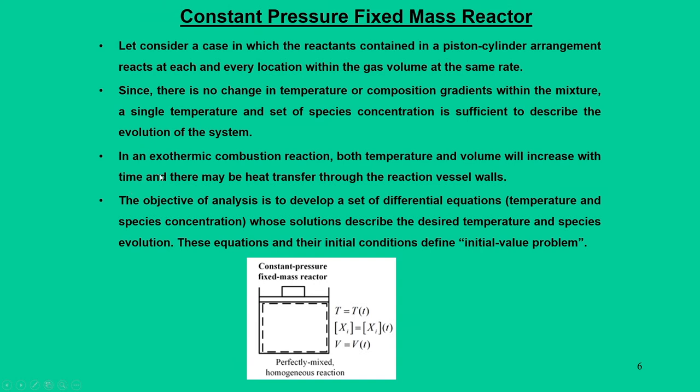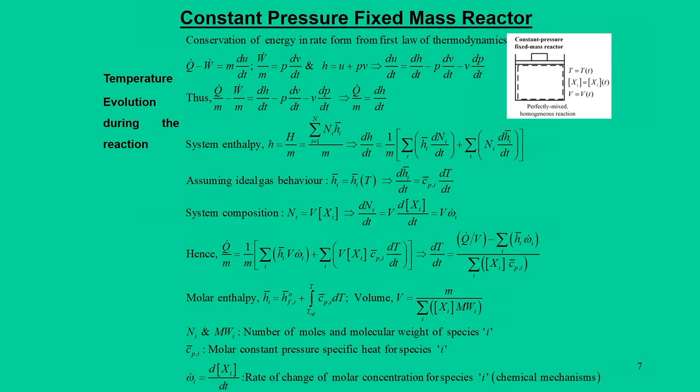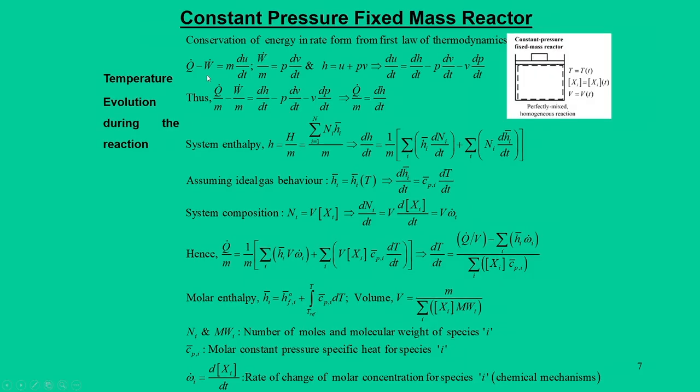Now, if the reaction is exothermic, then both temperature and volume will increase with time, and there may be heat transfer through the reaction vessel as well. Our objective is to model how temperature, volume or species evolve when the reaction proceeds. Towards the end we will see that we need to find some differential equations, and those equations can be modeled as an initial value problem, that means with the initial conditions. Now, let us understand the basic mathematical concept behind the constant pressure fixed mass reactor. The first thing that we are going to analyze is how the temperature evolution takes place during the reactions.